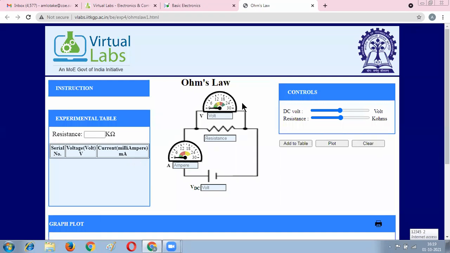Then this is nothing but your circuit diagram. Okay, so here is your resistance value. In series with that, what is this? This is nothing but the ammeter which will measure the current in ampere, milliampere, and this is nothing but the DC voltage which is applied, the external DC voltage you are applying. And the voltmeter will measure the voltage across the resistance. You are going to measure by voltmeter which is connected in parallel to the resistance.